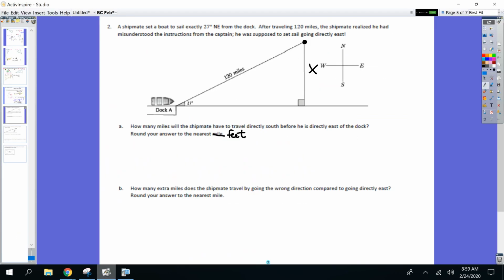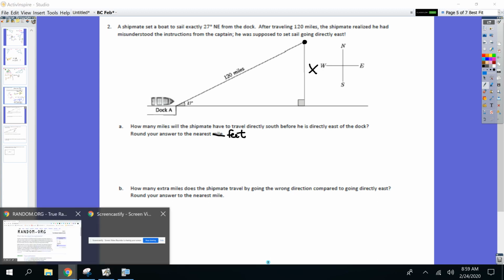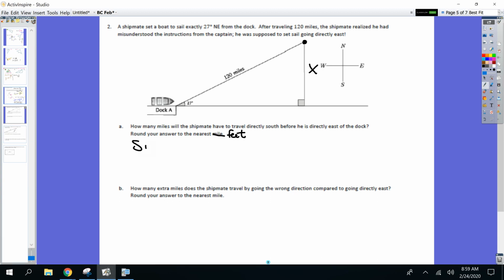19, what am I going to use here? Sine, cosine, or tangent? Sine, got it. Good job. Sine of 27 equals x over 120. I'm going to keep it miles and convert at the end. If not, you have whatever 120 miles is in feet right now. It's your call. Convert now, or we'll do it at the end. I do it at the end, but it's your call.